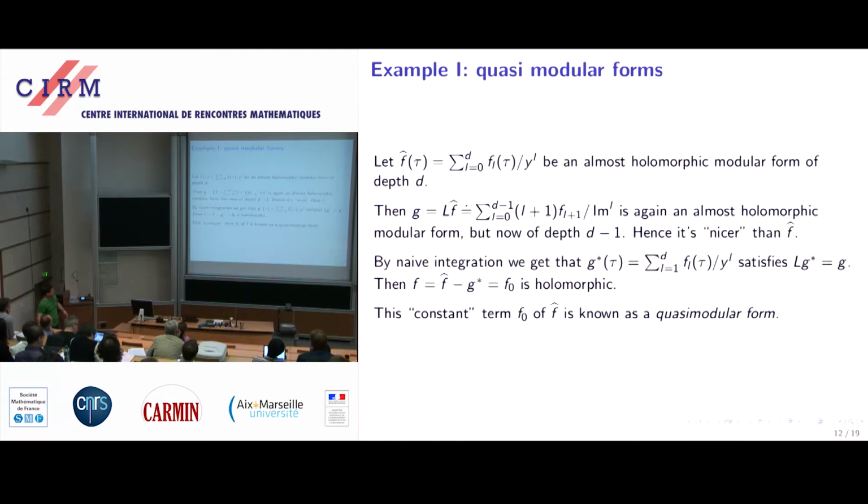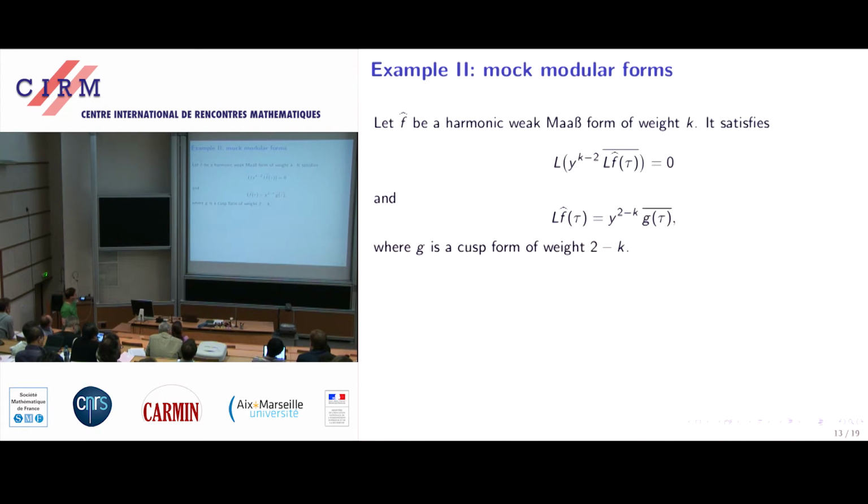So the point of showing this is that it fits into this philosophy that I just tried to show you. The original modular forms, of course, they fit into the same picture, otherwise it wouldn't make sense. So let's briefly discuss that one. So let's assume here that f hat is a harmonic weak Maass form of weight k. We've seen that in Jensen's talk.